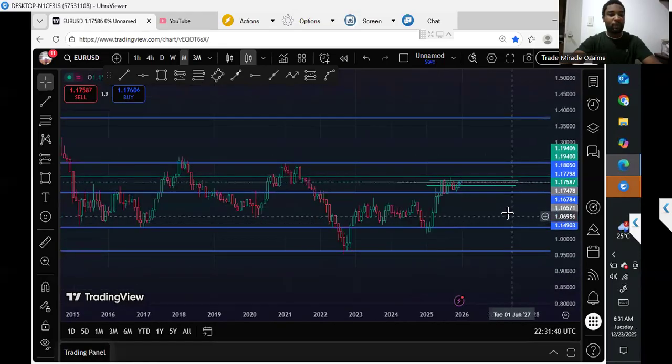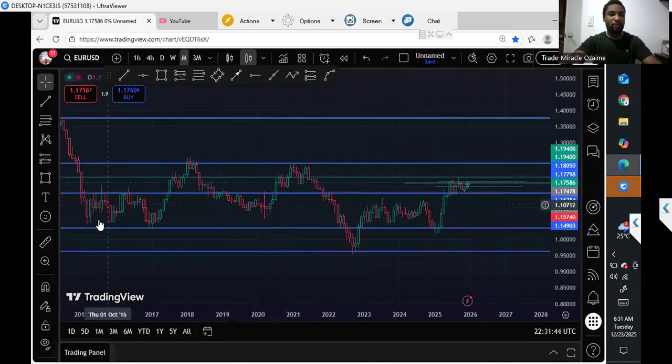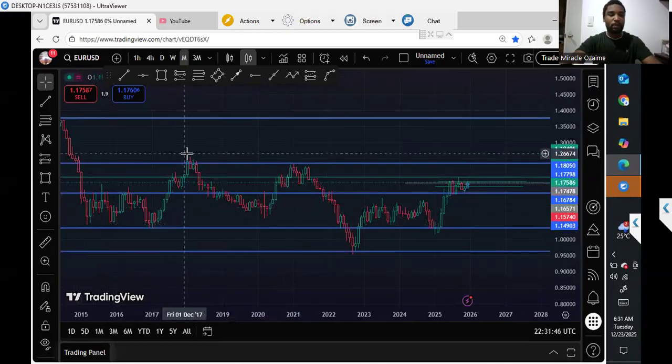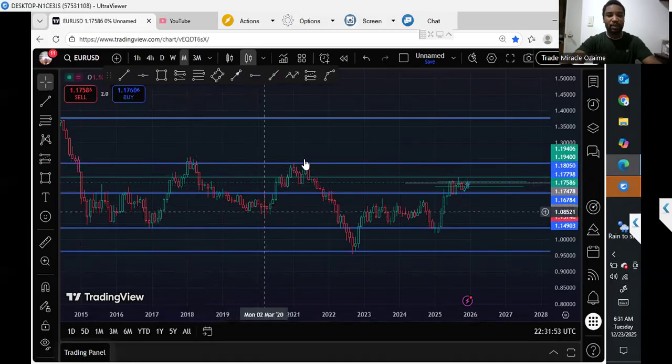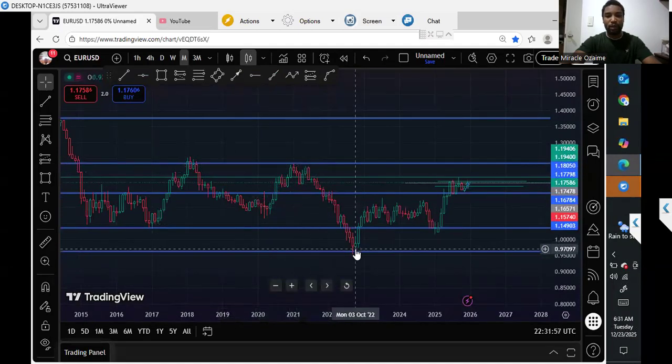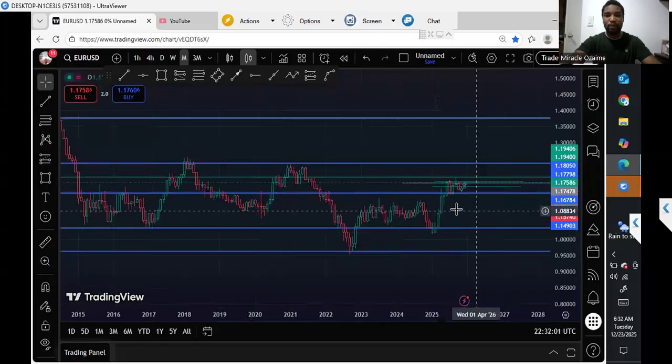As you all know, Euro USD, I come to my monthly time frame. When I come to my monthly time frame, this triple bottom is what brought the market up here. And this chart pattern here, this level around here is what brought the market down. And this level, this double bottom is what brought the market downward here. This level here is what pushed the market down. So this is what I'm looking at.